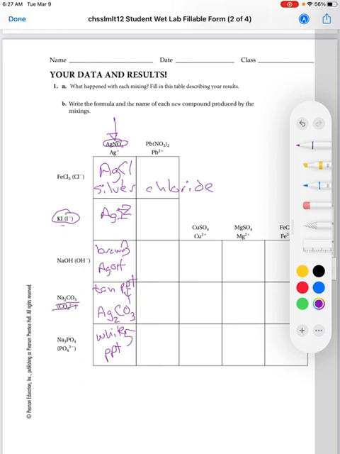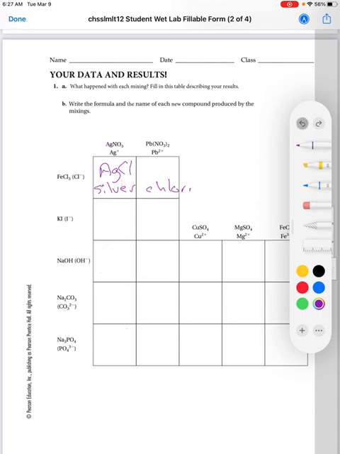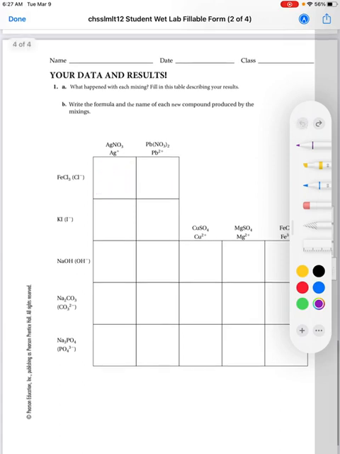Let me see if I can clear some of this out and get this all erased. There must be a faster way to erase with this pencil, but I will get it back so we can make some notes as we go along.